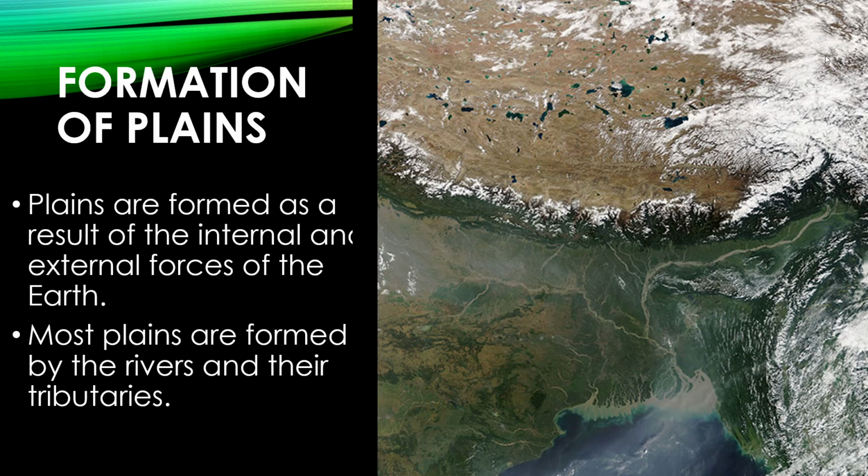As plains are even, it is easy to construct roads and to make railway lines on them, and therefore we see that the plains are densely populated. That is, they are thickly populated in comparison to mountains and plateaus.